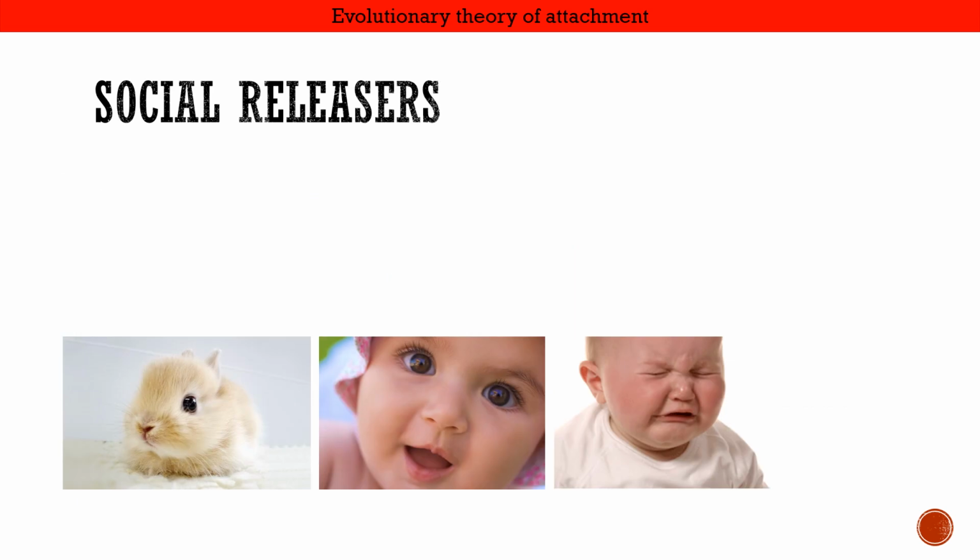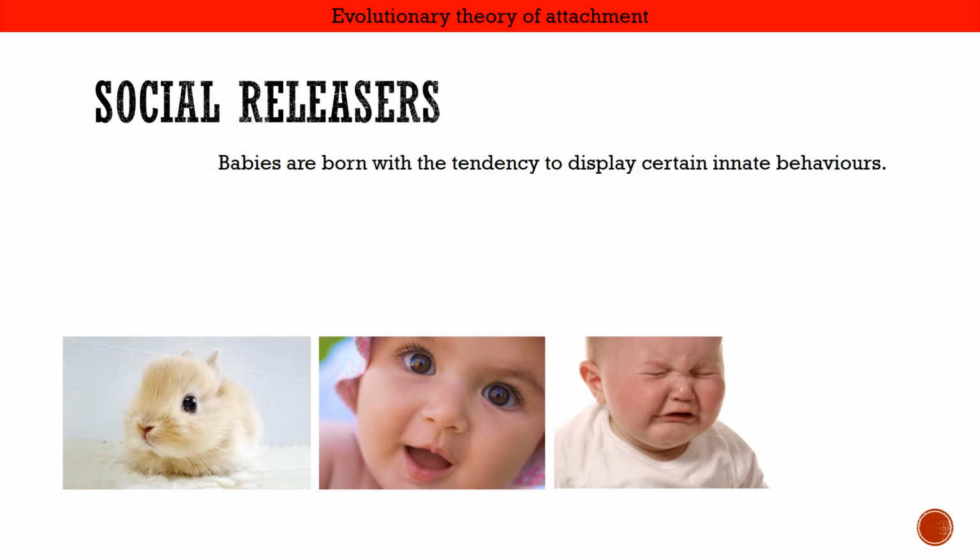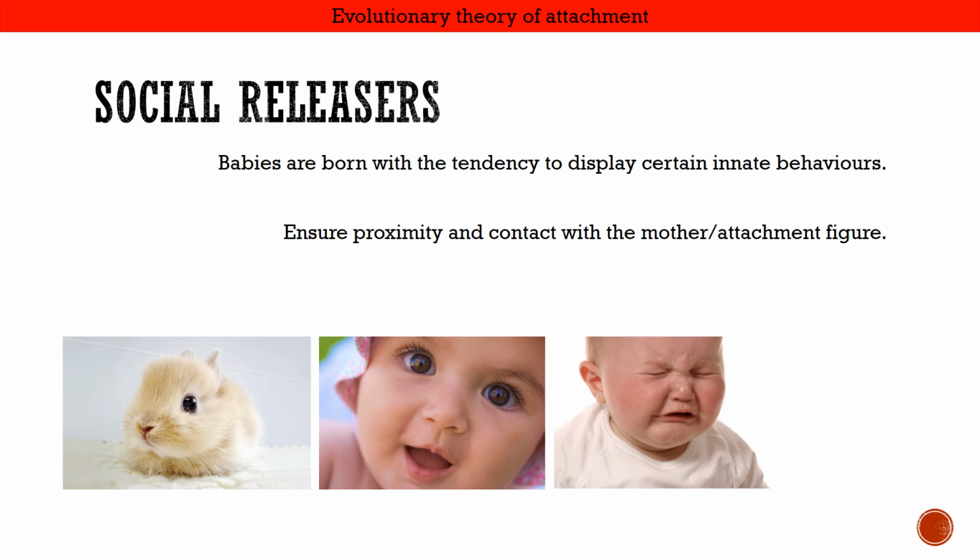The next feature is social releasers. So babies are born with a tendency to display certain innate behaviours, and these behaviours ensure proximity and contact with the mother or attachment figure. So proximity is closeness, physical closeness, so either grabbing or holding or walking towards or moving towards, and contact, again, being physical contact.